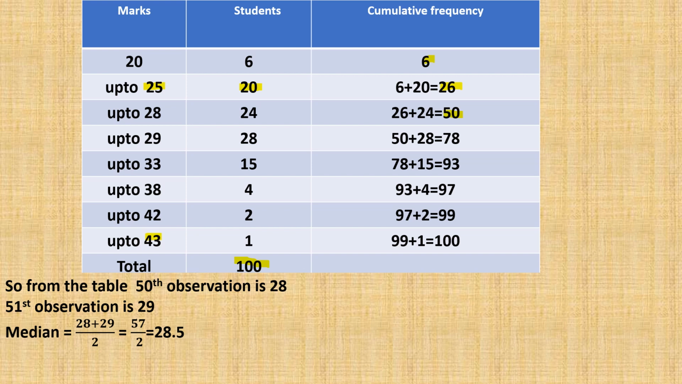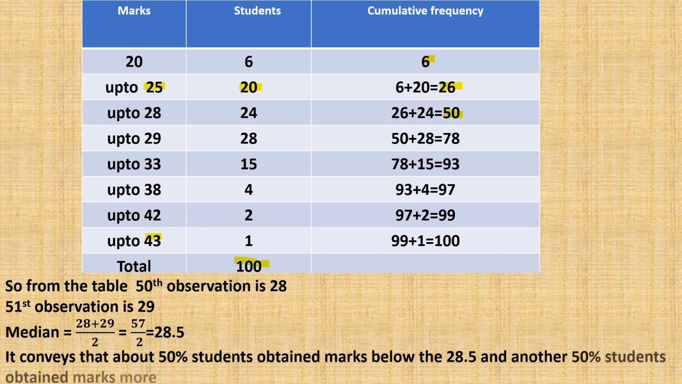What does the median tell us? Of these 100 students, 50 students got less than 28.5 and the remaining 50% of students got more than 28.5. Since it is the middlemost value, it will give us an idea of the observations which are below that and above that. This is everything about ungrouped data for all three: mean, median and mode. Mean exists for all data, median exists for all data, but mode may or may not exist. So these are the things you have to keep in mind.